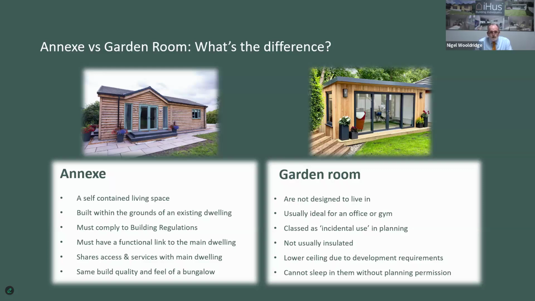It's not usually insulated, so it's not complying with the building regulations for the heat values, etc. It has a lower ceiling height because the development rights mean that you cannot exceed 2.5 meters in height, and you can't sleep in them, not without planning permission. Okay, so that's the first main difference between a garden room and an annex.